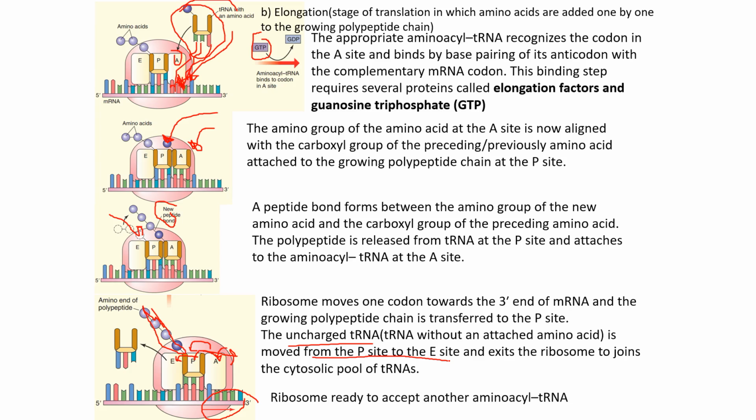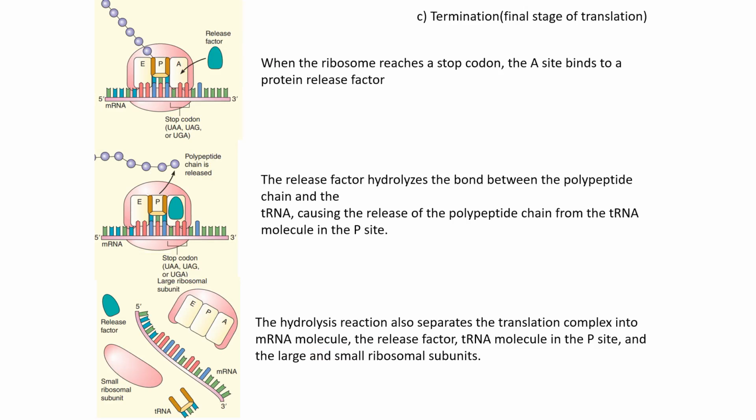Ribosome ready to accept another amino acid tRNA. So another amino acid tRNA will arrive at the A site, and the elongation continues. Now, termination, the final stage of translation. When the ribosome reaches a stop codon, that's what you can see here.